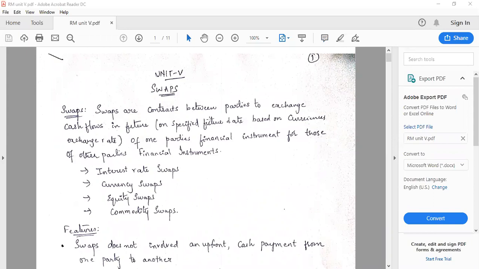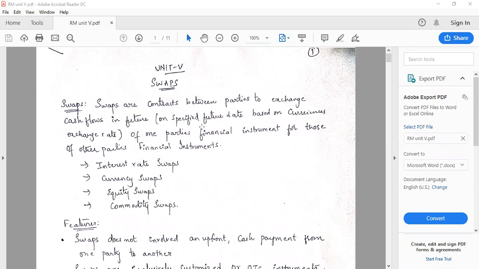Hi there. Let us start Unit 5, which is nothing but swaps. I think you all know what swaps are, because since the start of this subject we have been discussing what a derivative is and what its types are. The last type of derivative is swaps. Swaps are contracts between parties to exchange cash flows in future, right?